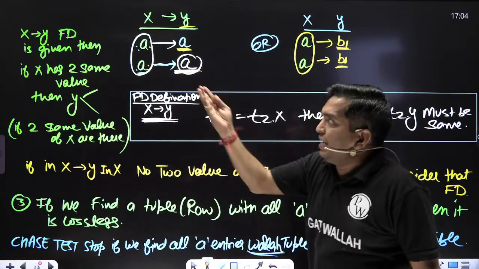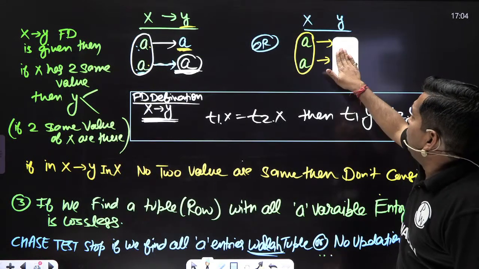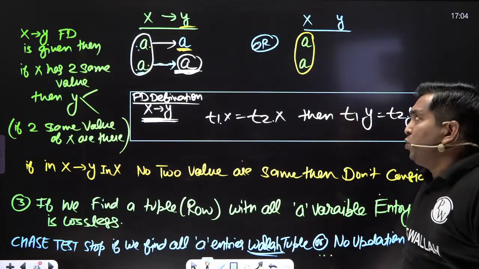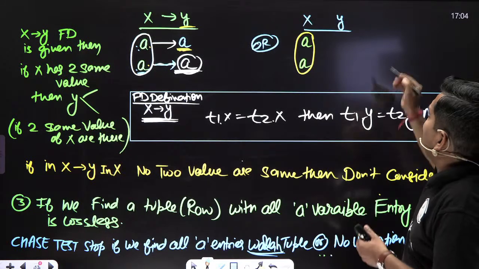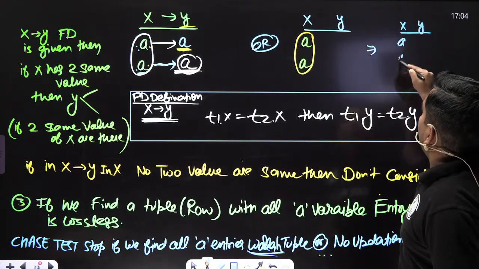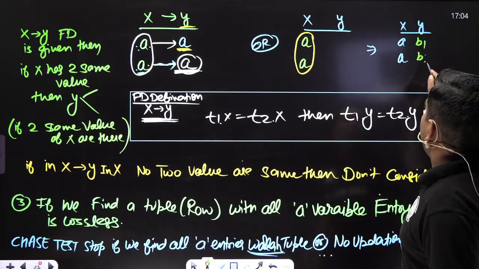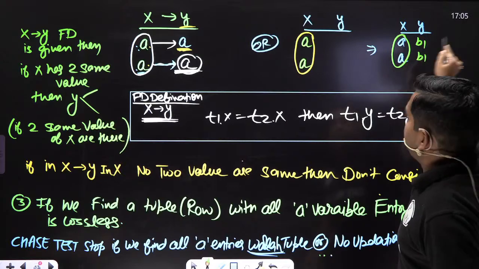Second case: if Y does not have any value, you are getting 2 X values, but Y has no value, then what do we do, my dear? Any value that we fill is the same for both. But this must be satisfied.